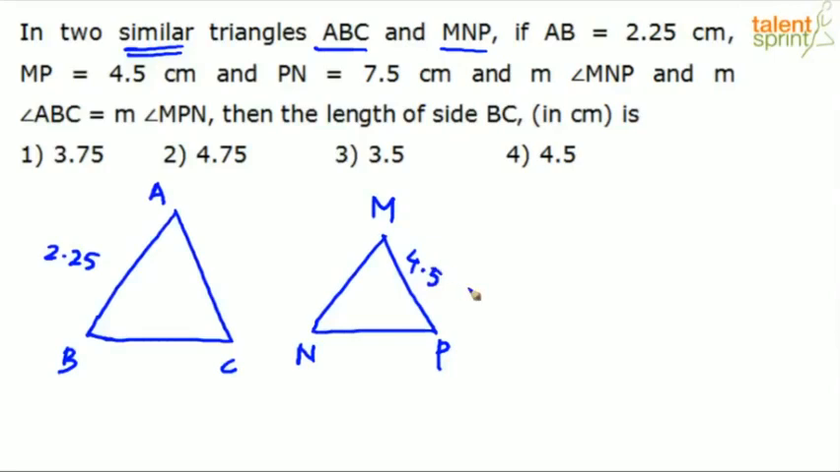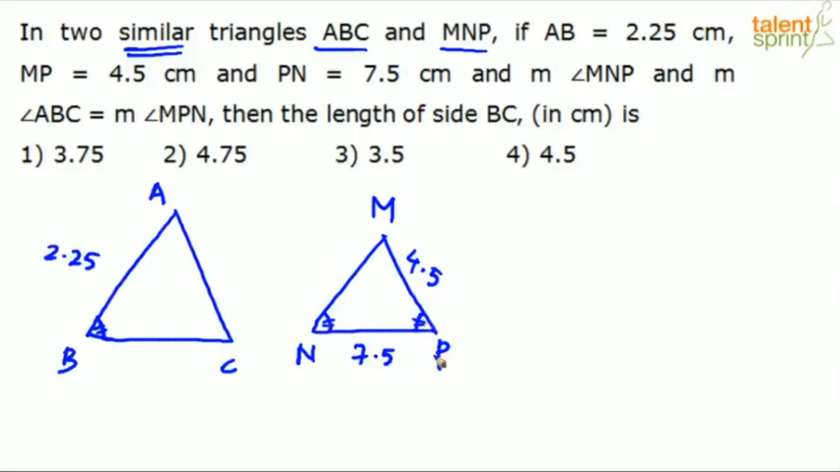And PN is 7.5. Now he says angle MNP and angle ABC, these two angles, are equal to angle MPN. See, the point is angle MNP is equal to angle MPN, and angle ABC is also equal to angle MPN. So all these three angles are equal. You getting it? All these three angles are equal.